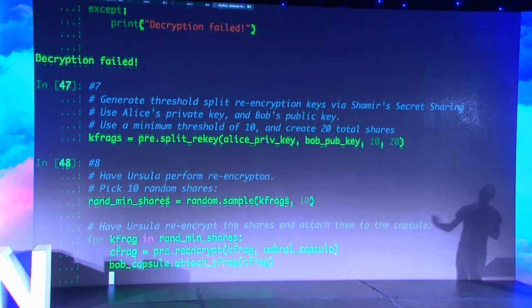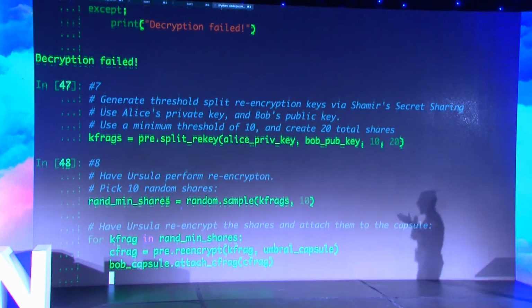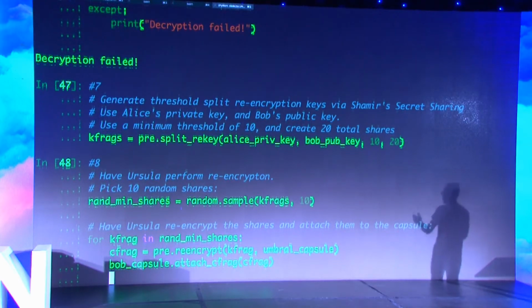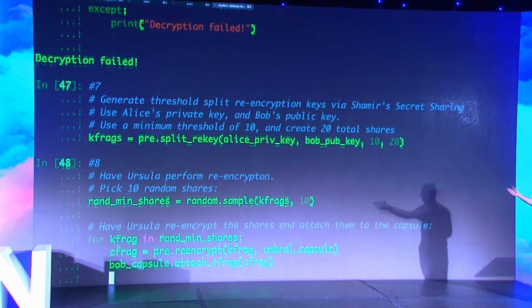So Ursula then re-encrypts this. Ursula is the name for our proxy, this third party in our network. She's going to receive these K fragments, and Bob has to go to each independent node and have re-encryption performed. I'm simulating it here by picking 10 random fragments and then performing this re-encryption.